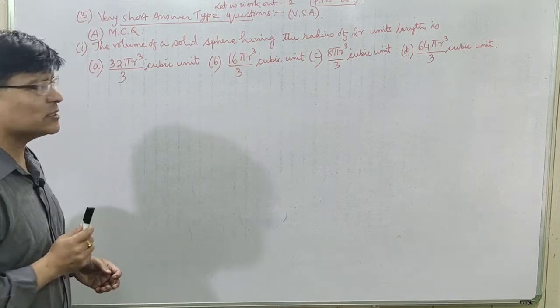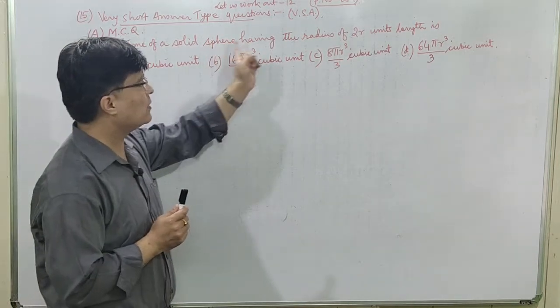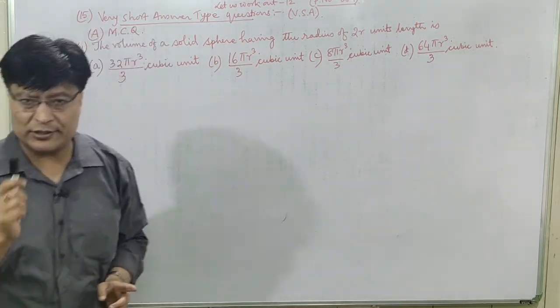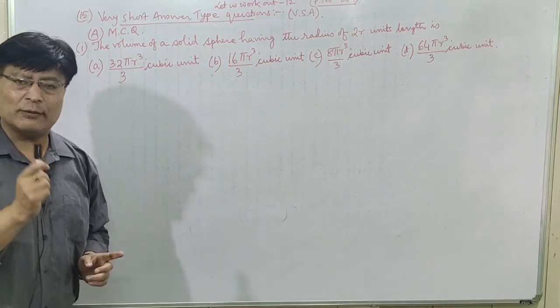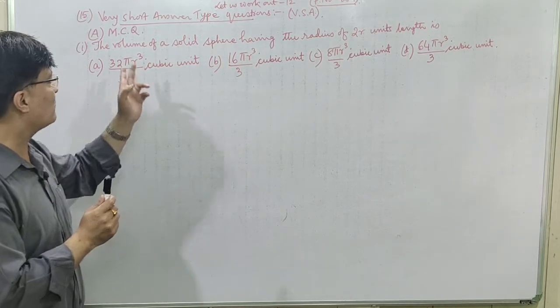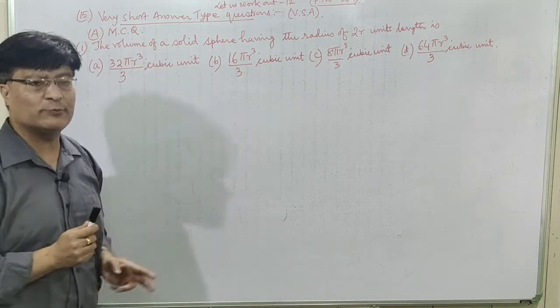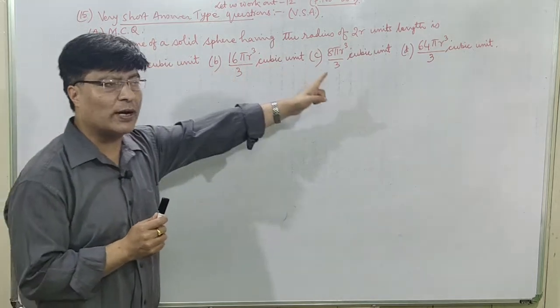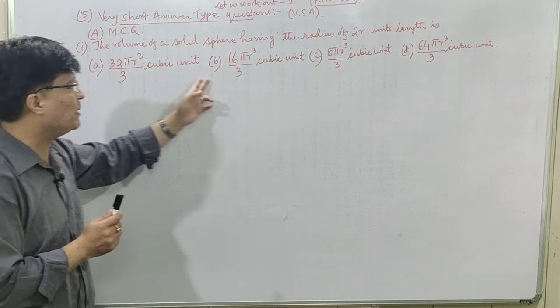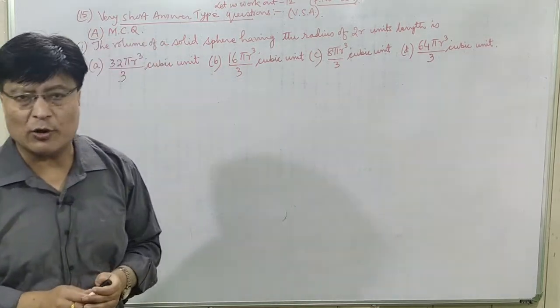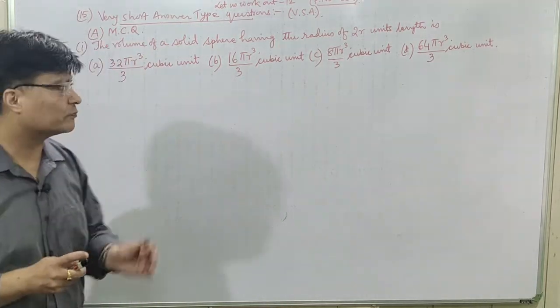So in this case, what is given? The radius of the sphere is given as 2r units. You have to check the correct value for volume of the solid sphere having the radius of 2r units. So from A, B, C, D, you have to choose the correct option. So let us do this now.